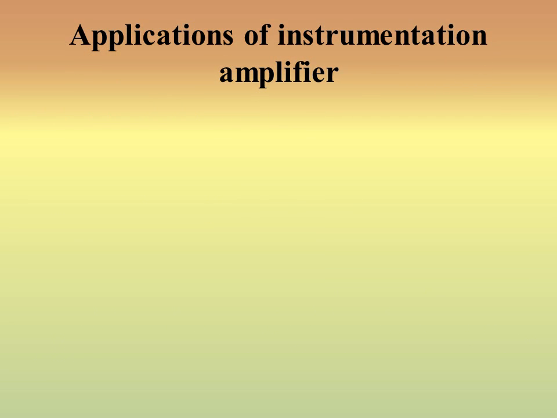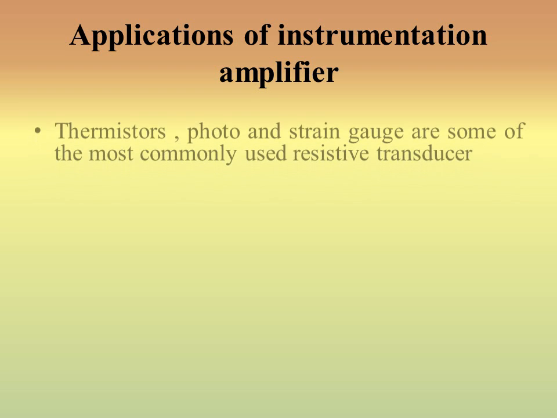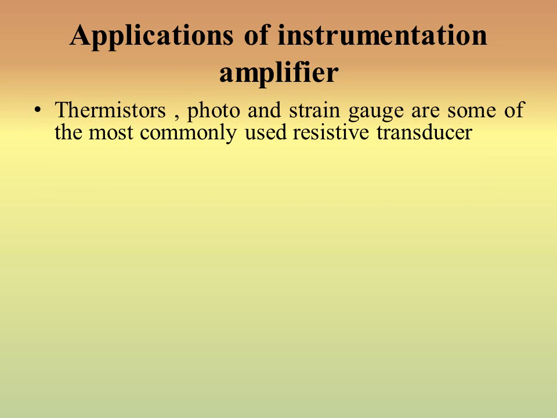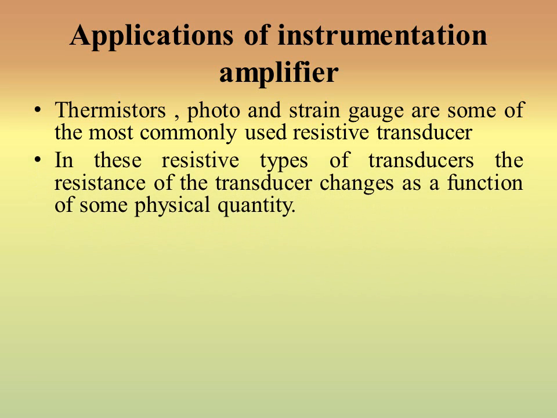Now, where is the instrumentation amplifier used, basically its applications. Initially, the important element used with the instrumentation amplifier is the transducer. The most commonly used resistive transducers are thermistors, resistors, and strain gauges. In these resistive types of transducers, the resistance of the transducer changes as a function of some physical quantity.